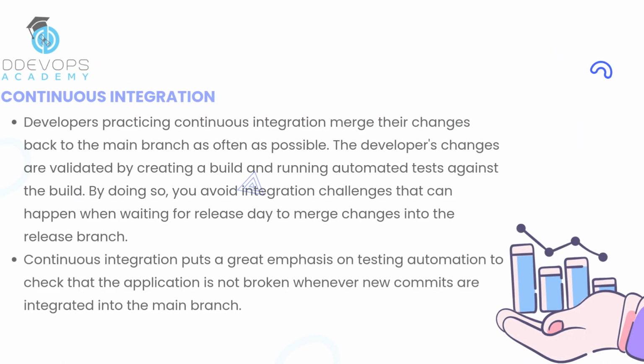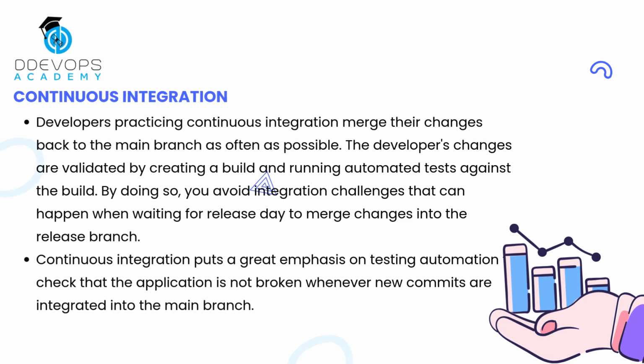In DevOps Academy, continuous integration means developers merge their changes into the main branch frequently. Each change is validated through builds and automated tests, ensuring the application stays stable. By automating testing, teams avoid last-minute integration issues and deliver reliable software faster.